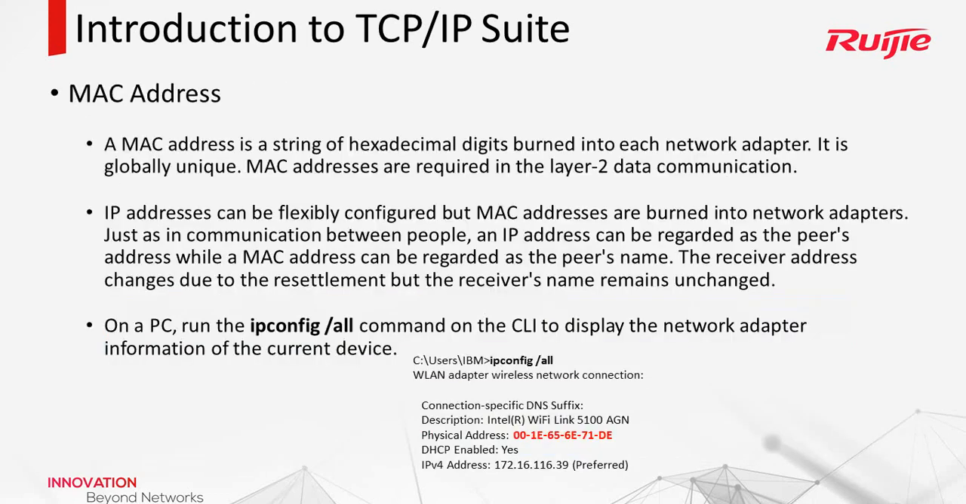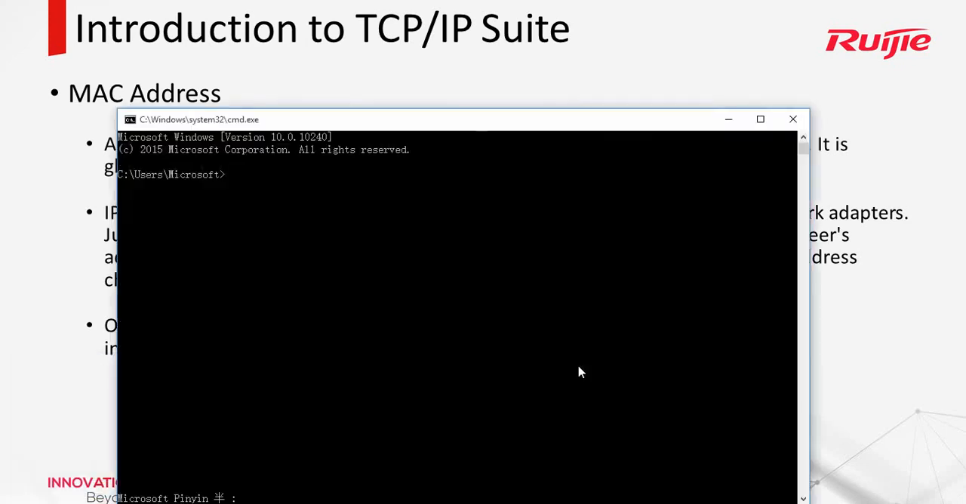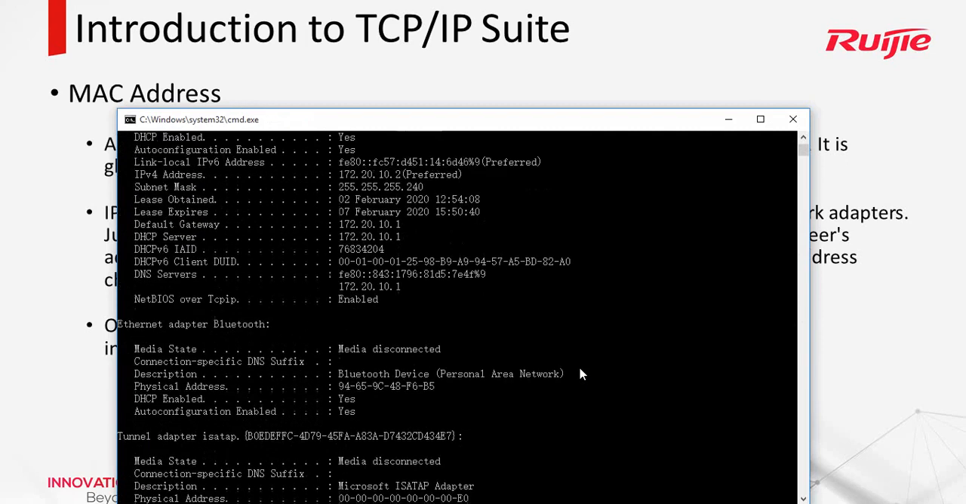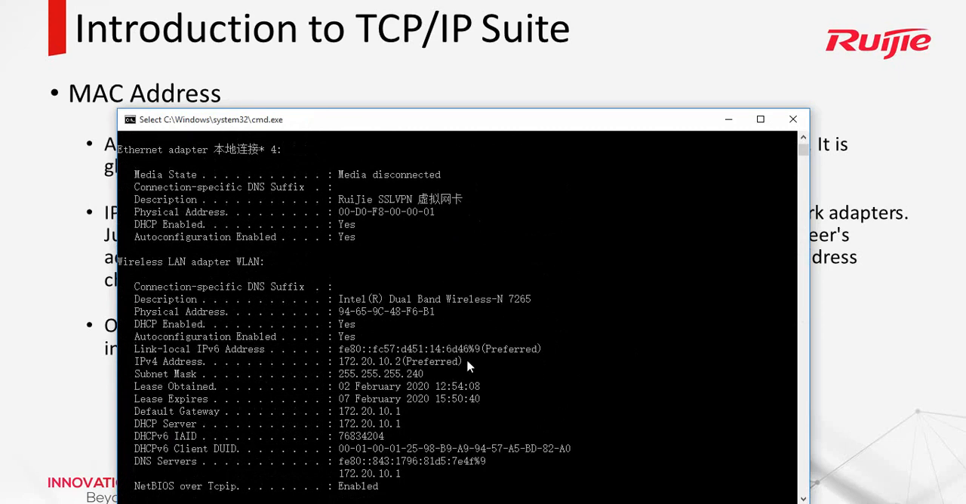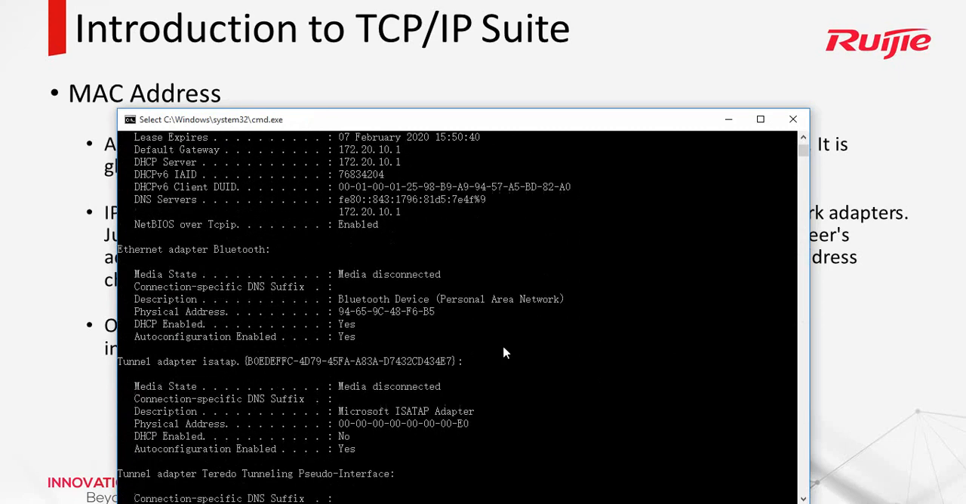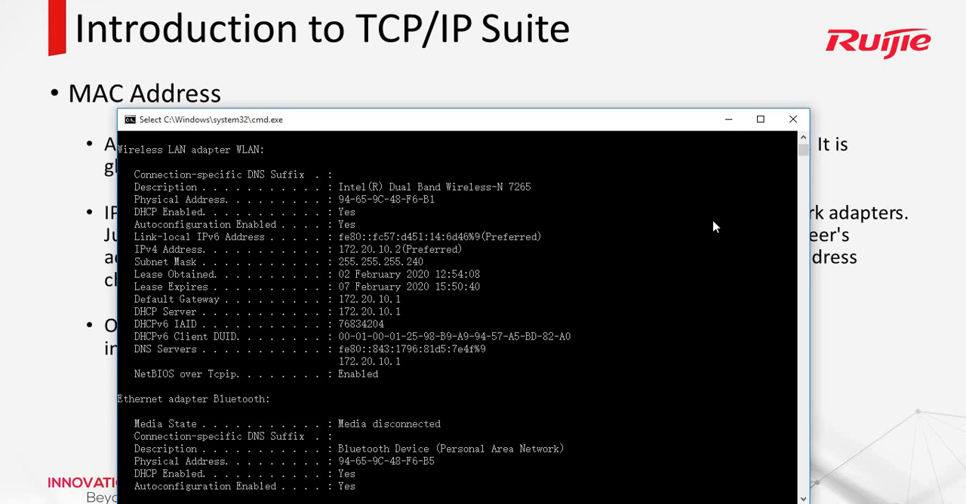Okay, some people normally ask, how do I know my computer's MAC address? I want to introduce you to the command ipconfig /all. Then you can see your computer's IP and MAC address. You will see the MAC address here, and then the IP address, because I use the wires here.